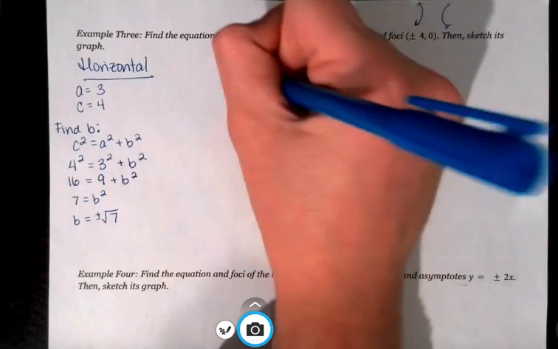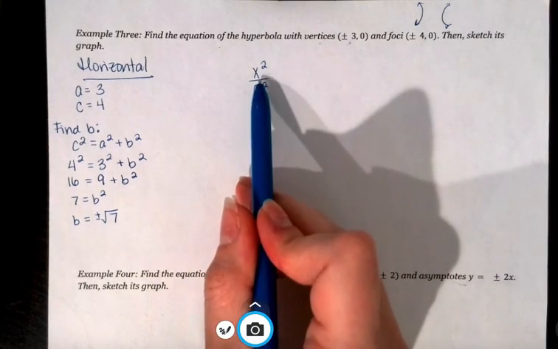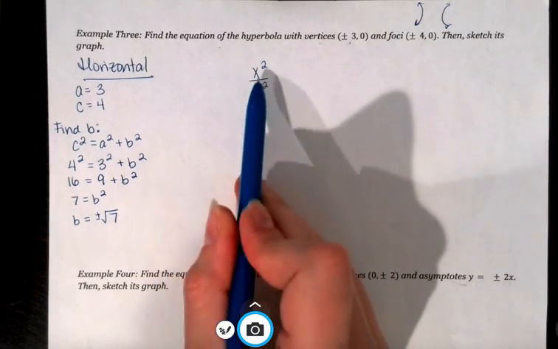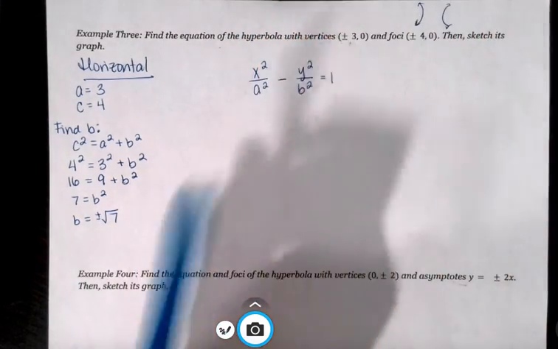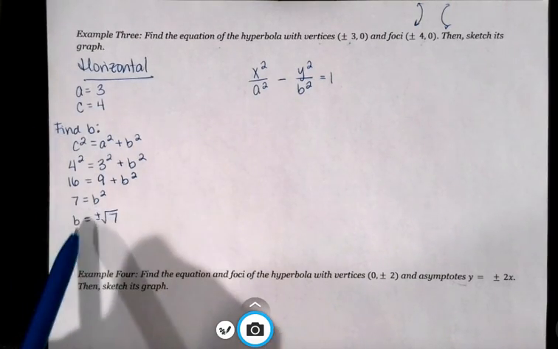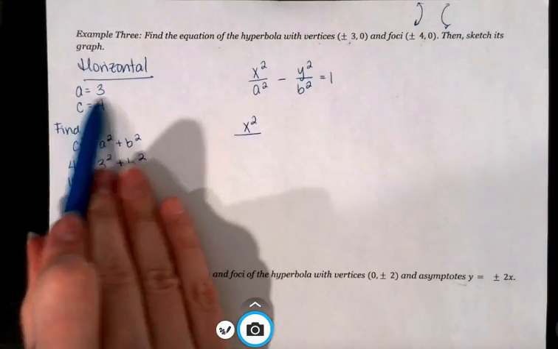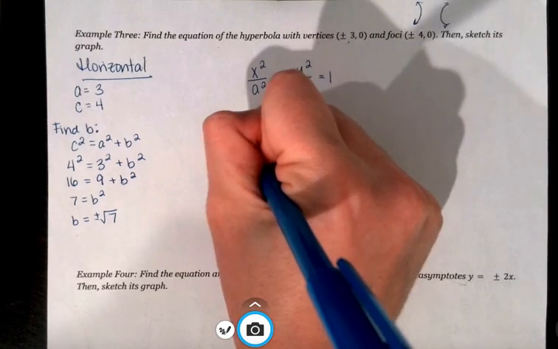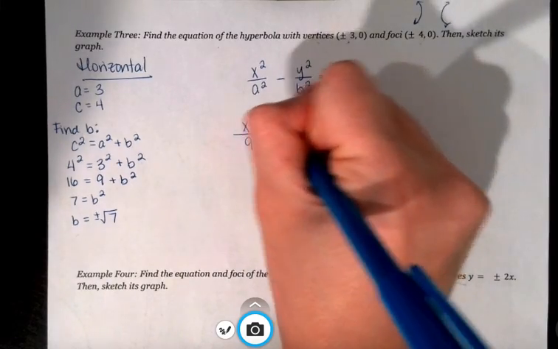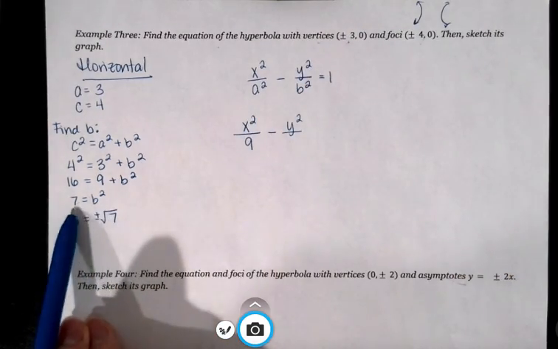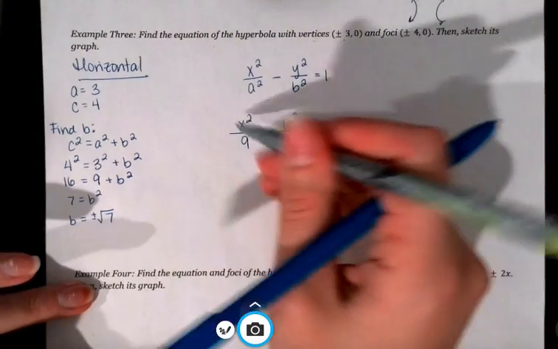So right now I have enough to write my equation. Since this is a horizontal, I know my x squared is going to be first because it's positive. So x squared over a squared minus y squared over b squared equals 1. Since I know my a and I know my b, I can figure out what my denominators would be. So a was 3. Well, 3 squared is 9. And then I have y squared over b squared. Well, here b squared was 7, so this denominator is 7. So this is my equation.